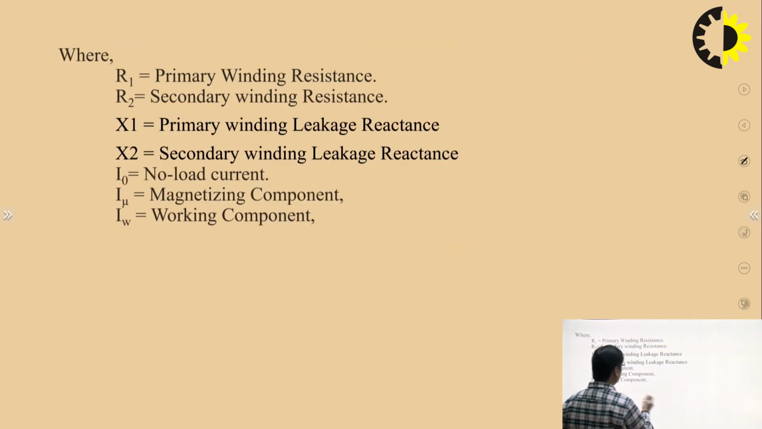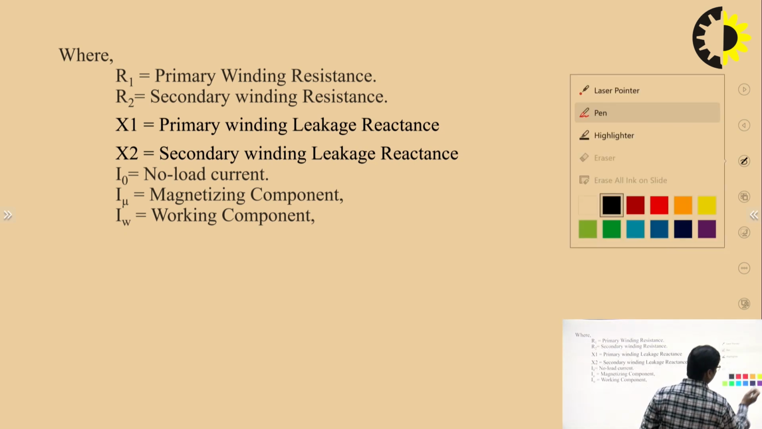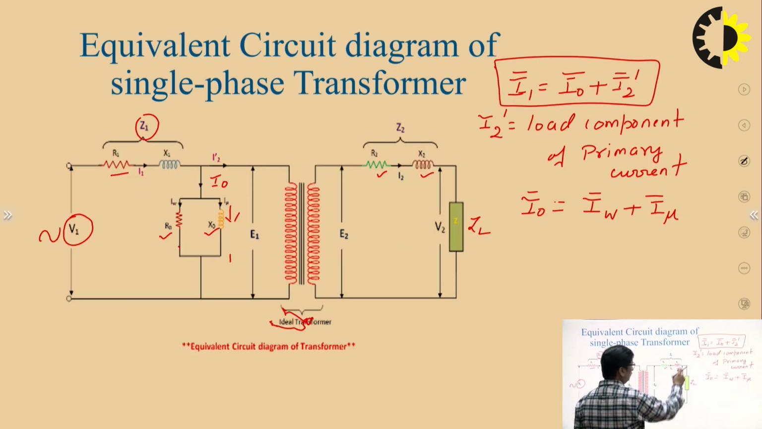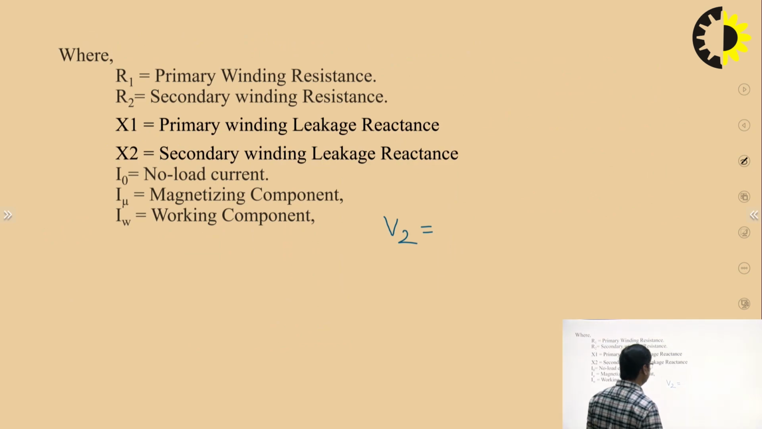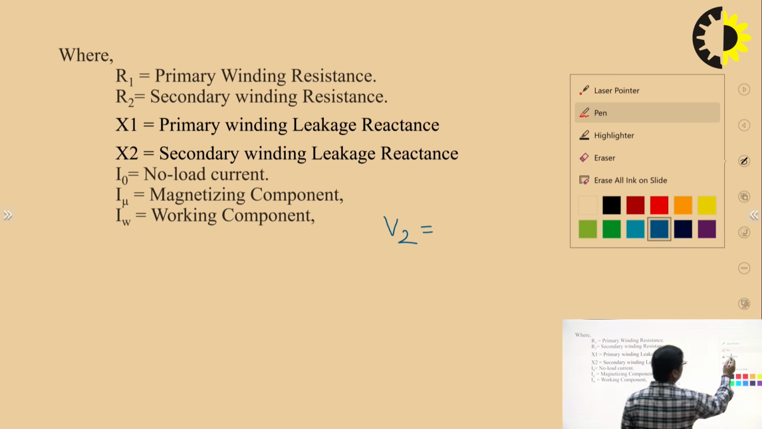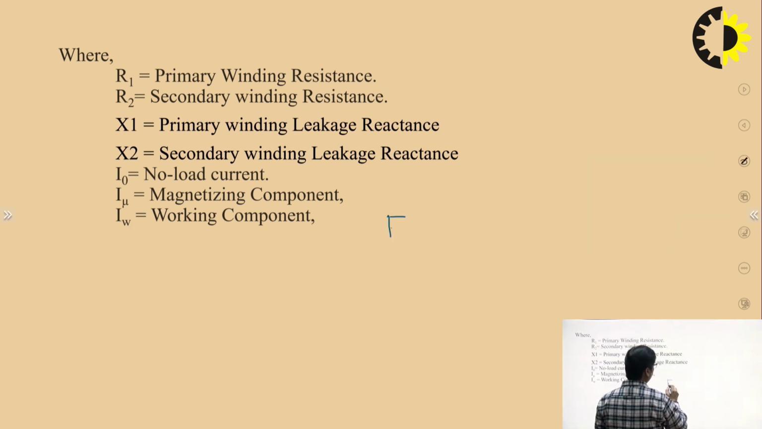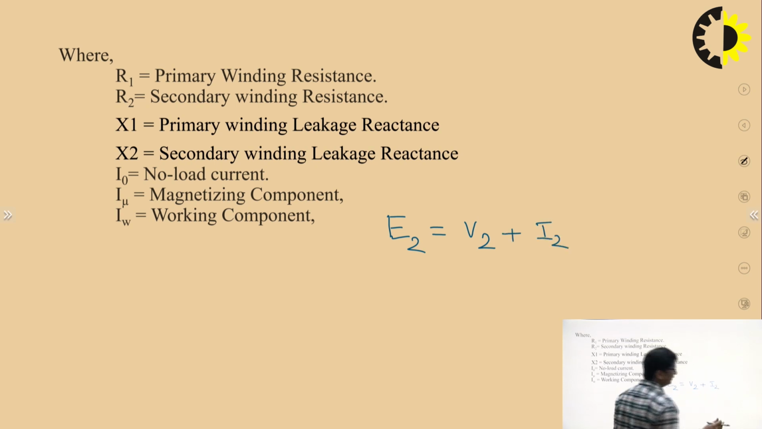If we write the voltage equation of the secondary side, V2, the voltage on the load side, will be equal to E2 minus the drop in the resistance and leakage reactance. In other way you can also write it like this: E2, the induced EMF in the secondary winding, will be equal to V2 plus the drop in the secondary winding, that is I2 into (R2 plus jX2). This is the phasor sum.